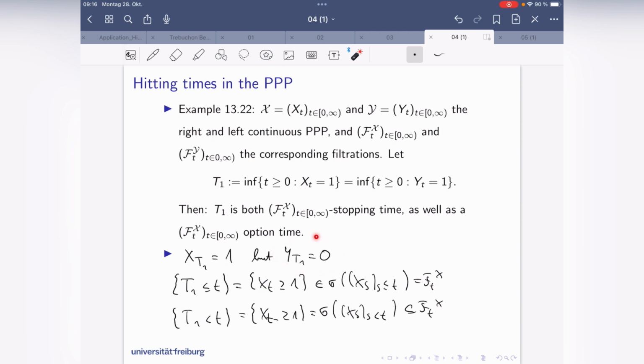For Y, it's almost the same. The second line is just the same, except you have to exchange X by Y. But the first line is not the same because this equality here doesn't hold. So at the jump time, Yt is still 0. So that's simply not true. So here I would have to say Yt plus bigger or equal than 1. So the right limit. But the right limit here, that's not measurable with respect to the sigma algebra, because I have to look a little bit ahead of t. And that's the reason why T1 is not an FtY stopping time.